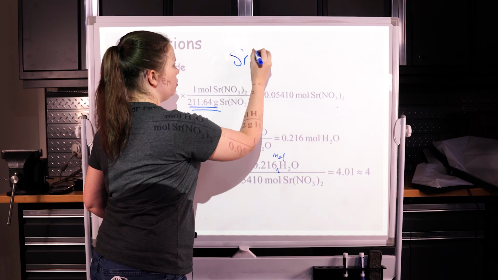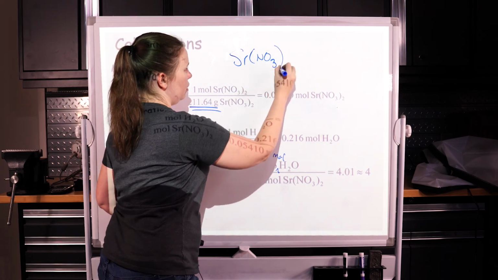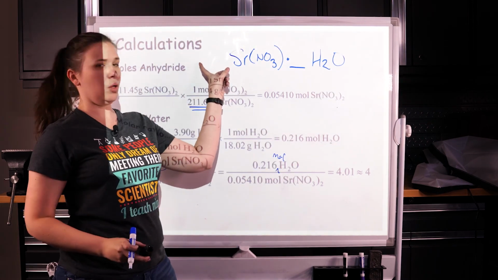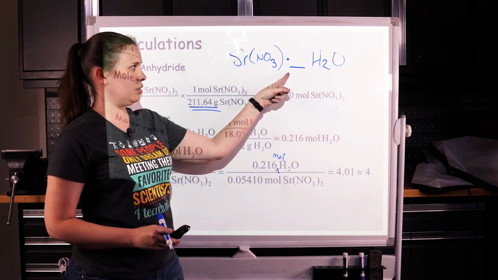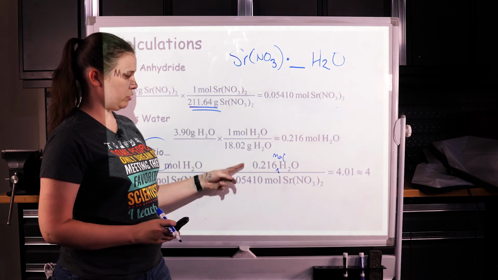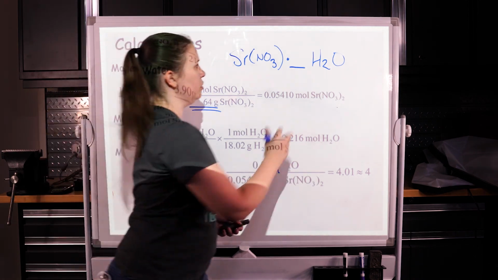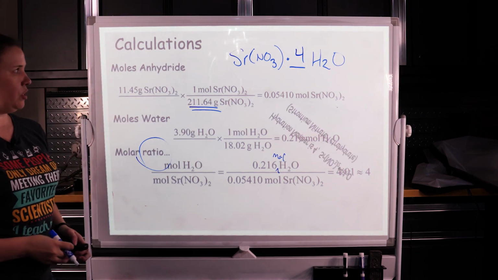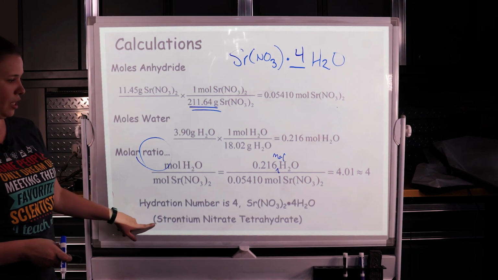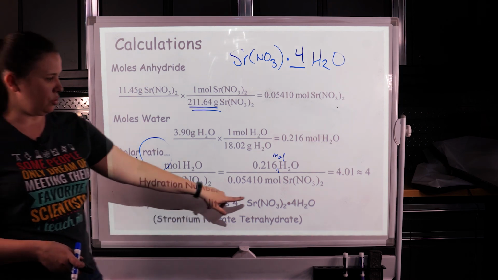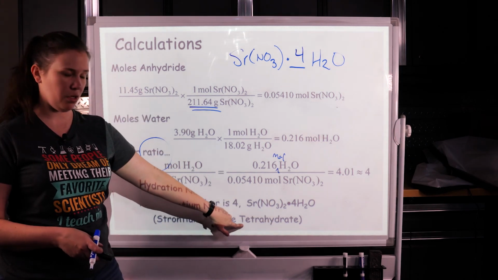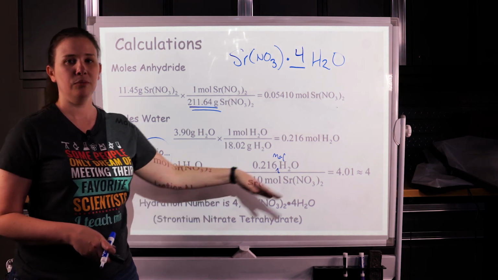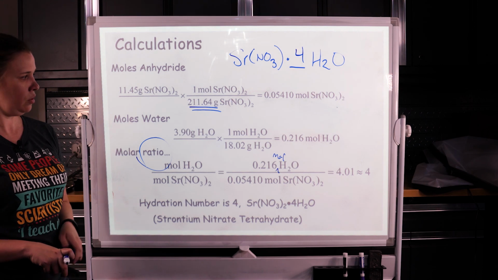So if I have strontium nitrate and I'm trying to figure out how much water it's attached to, this would represent 1 strontium nitrate and then how much water? It was a 4-to-1 ratio here. So that means my hydration number is 4. Once we know the hydration number, we can actually name it as well. So if it's a hydration number of 4, you're going to have a tetrahydrate. So this is our goal: identify the hydration number, plug it in the formula and the name as well.